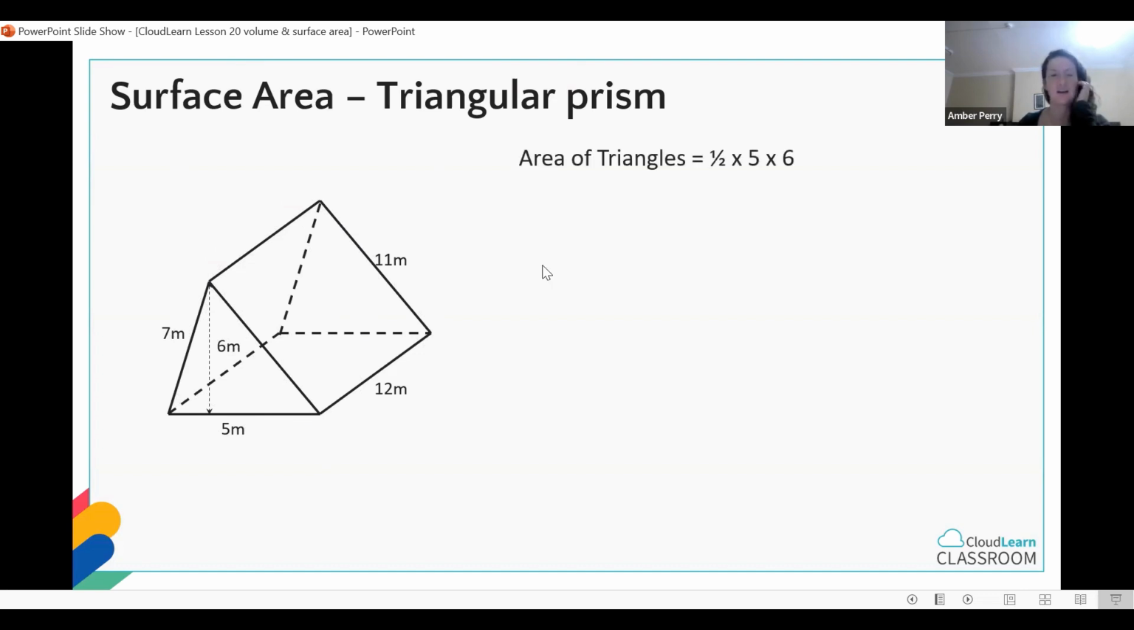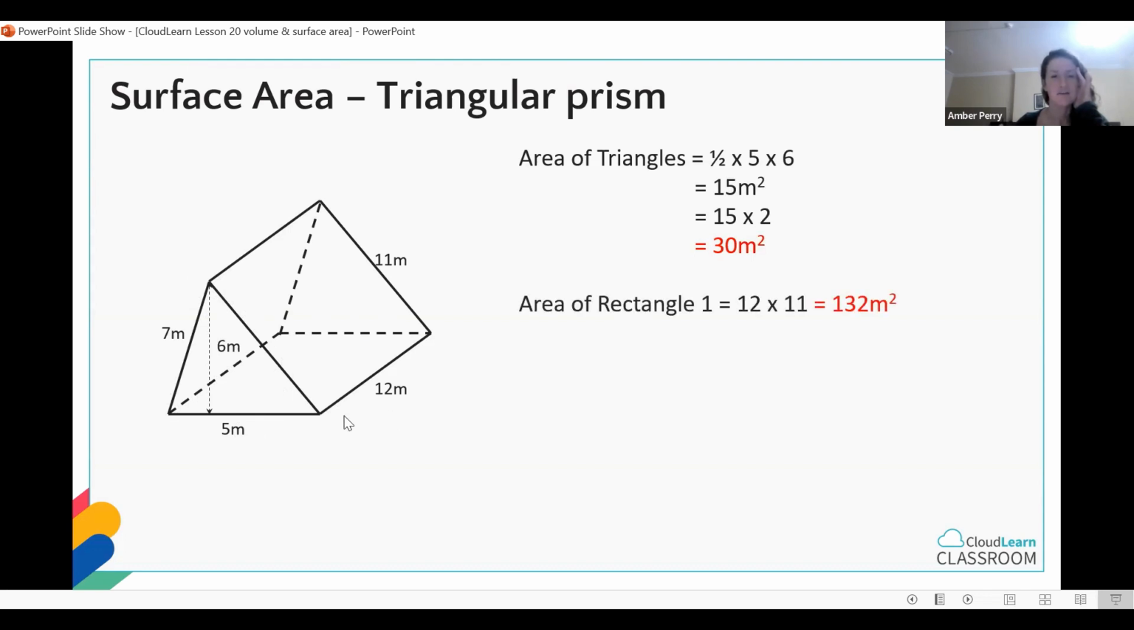So let's have a look at how we're going to solve this. Now the area of the triangles is going to be half base times height, as we did earlier. So it's a half times 5 times 6. That's a half multiplied by 30, which is 15 meters squared. Look out for the units there, we've got meters. And we've got 2 of those, okay? So there's actually 2 triangles exactly the same. So I can multiply that by 2, and I've got 30 meters squared for the area of the 2 triangles together. Then I've got 3 separate rectangles.